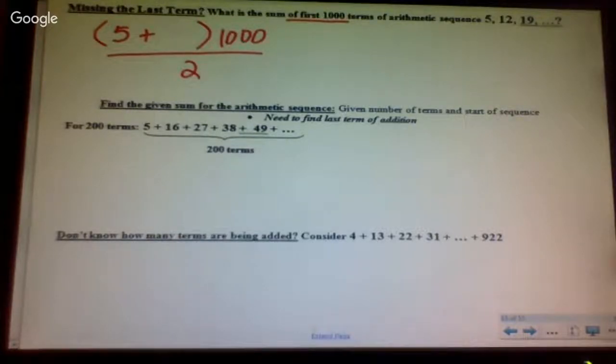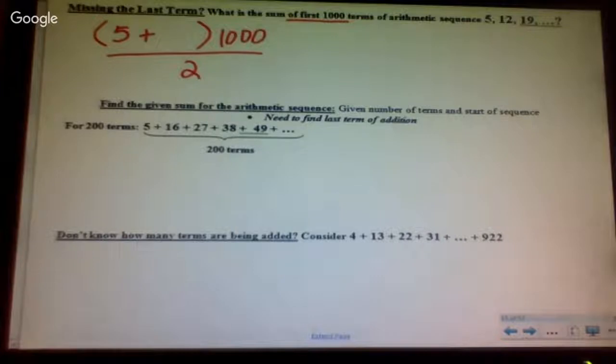Okay, remember, if we went from 0 to 5, we had 6 terms. So if I'm going from 0 to 1,000, my last term is not 1,000. It's what term? 999. Remember, to get this number, we need to add 1. So to go backwards, we need to subtract 1.